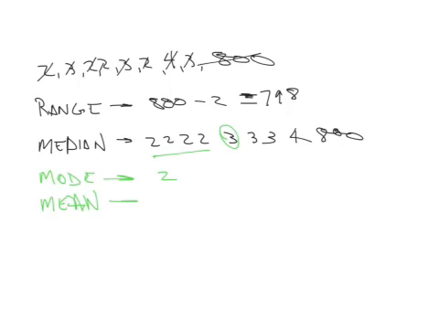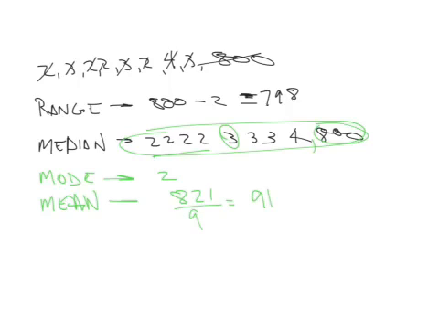is going to be adding all these numbers up. This is 800, not just 800. Add all those numbers up, and I get 821, and then I'm going to divide it by how many numbers there are. There's 9 numbers. So that means my average weight is 91.22.